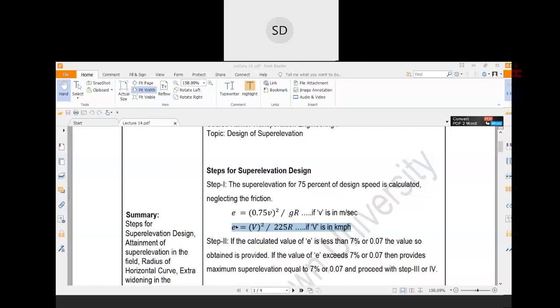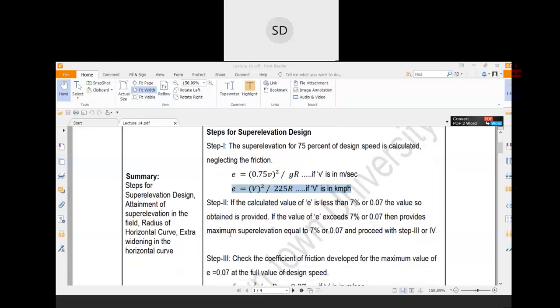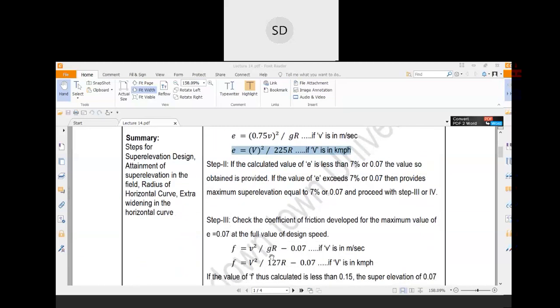So from this equation, if you are getting a value more than 0.07, in that case you have to provide the maximum super elevation E value as 0.07, and you have to find out the coefficient of friction value considering full design speed. So if you are getting your E value as more than 0.07, then you have to go for step 3 or step 4.